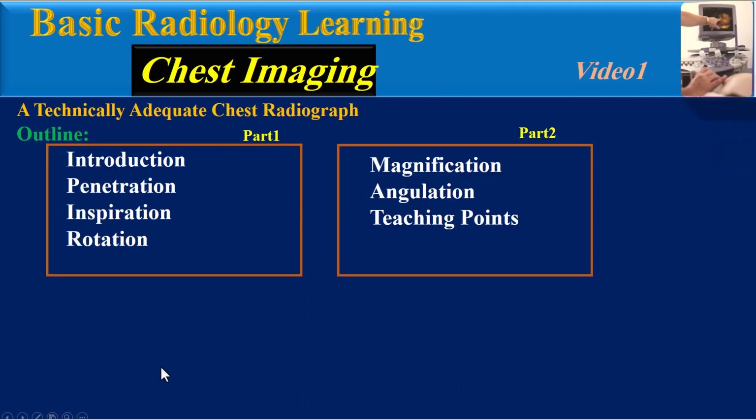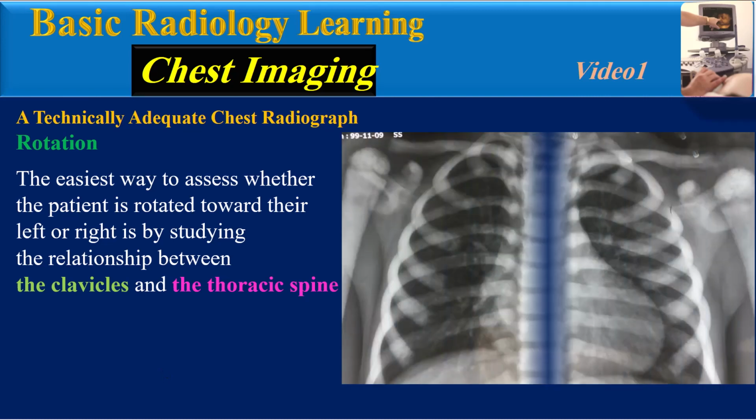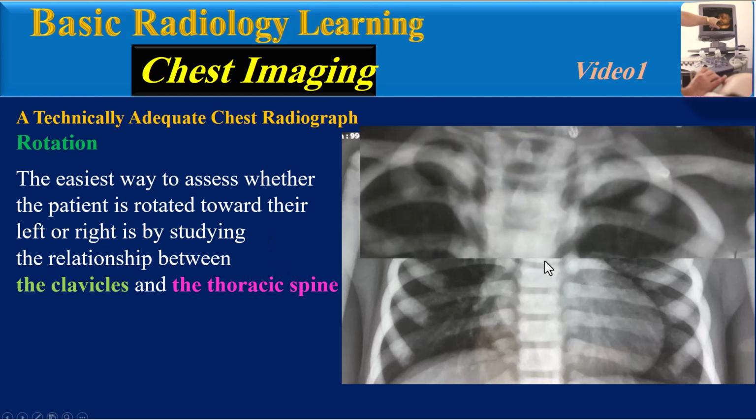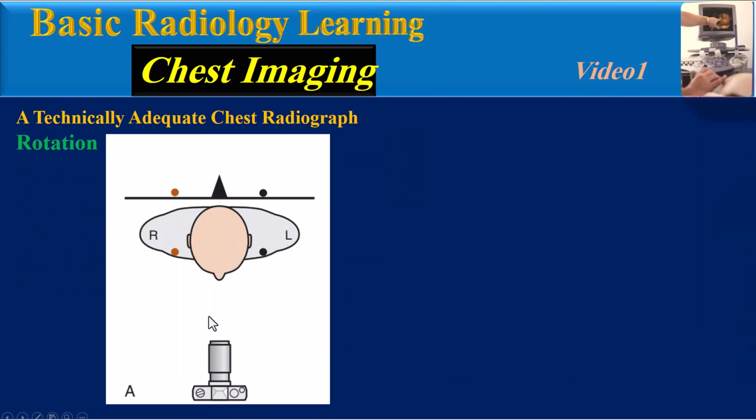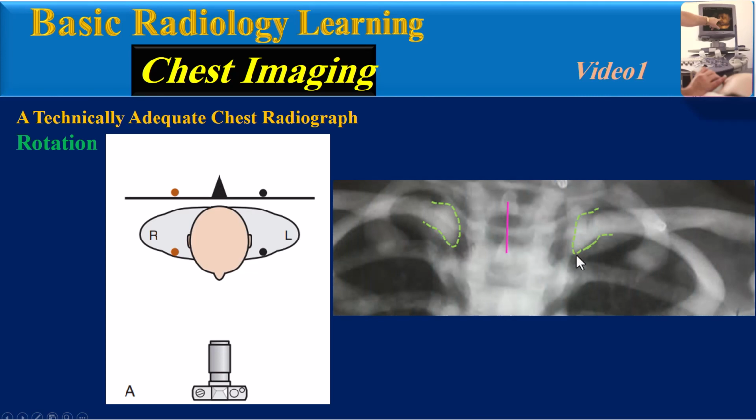Now, rotation. The easiest way to assess whether the patient is rotated toward their left or right is by studying the relationship between the clavicles and the thoracic spine. As you can see in this schematic view, the patient is not rotated and the medial ends of the right and left clavicles are projected on the radiograph equidistant from the spinous process. This close-up view of the heads of the clavicles demonstrates that each medial end of the clavicles is equidistant from the spinous process.